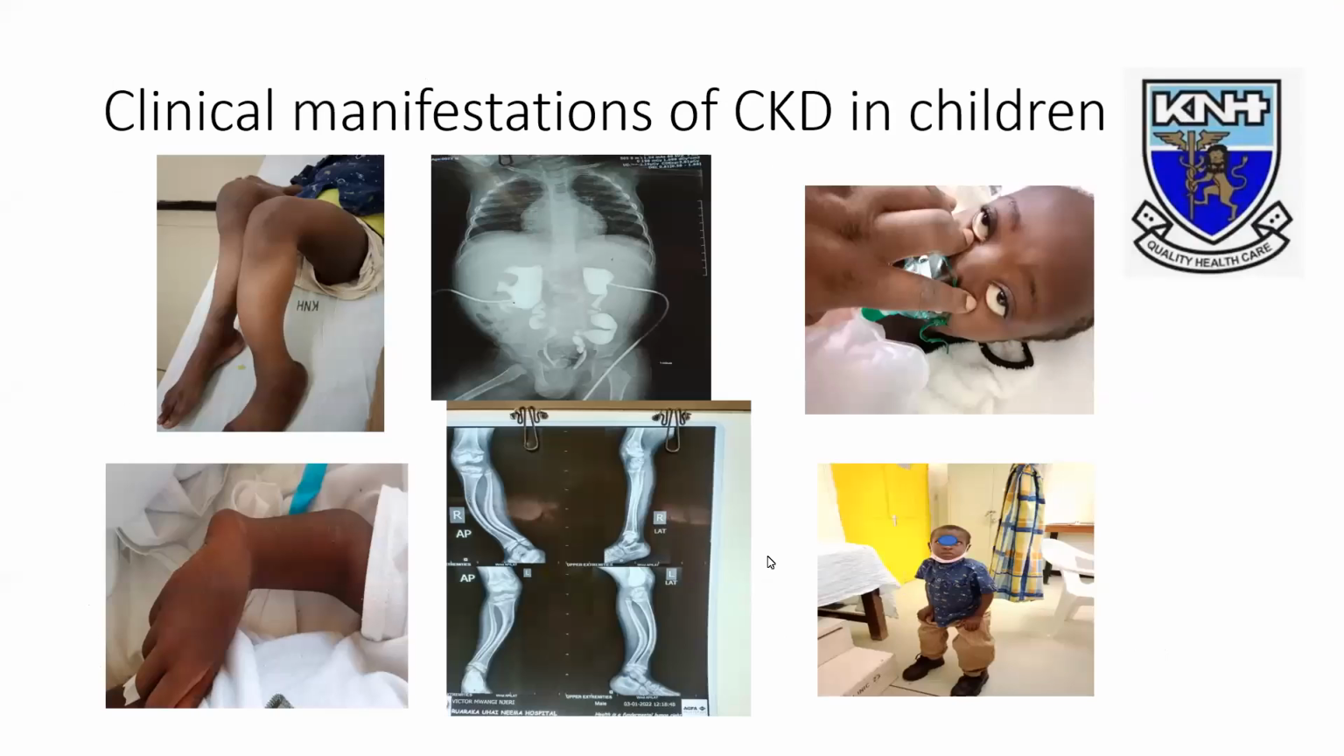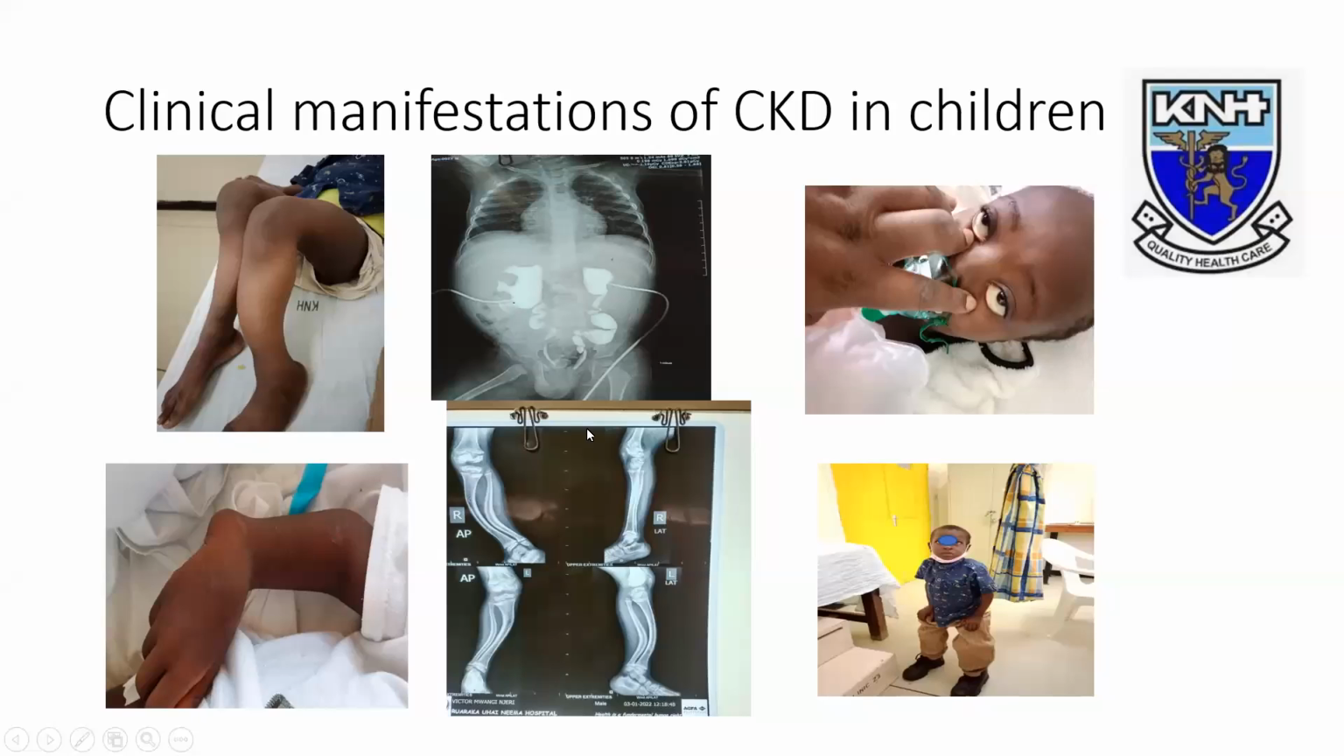This is a sample of some of my patients I saw here in Kenyatta National Hospital. You can look at this boy, how his legs are. You can see another child with these clinical features, the bone deformities. This child has a higher uric acid, more than 400, so has both gout and bone deformities.